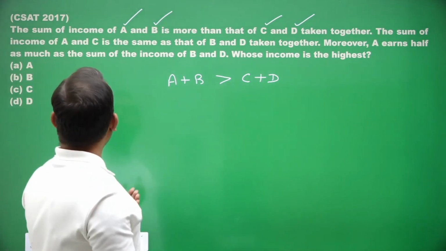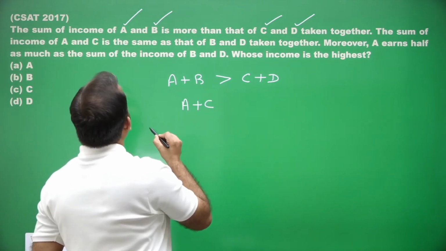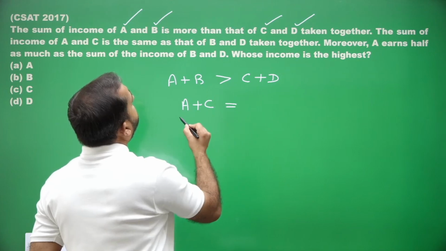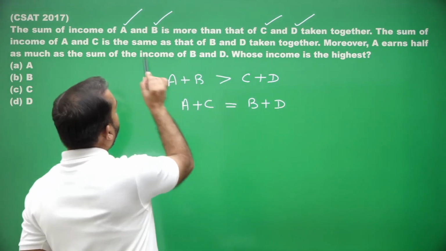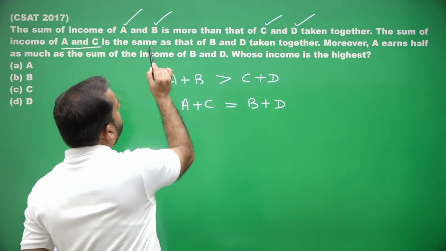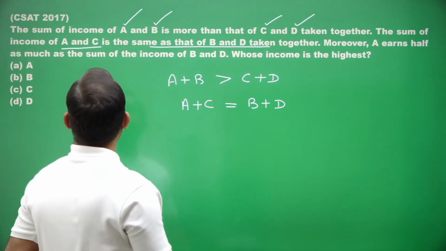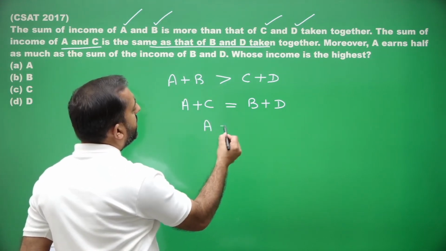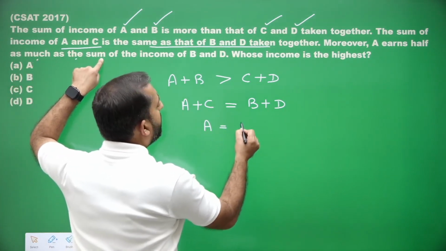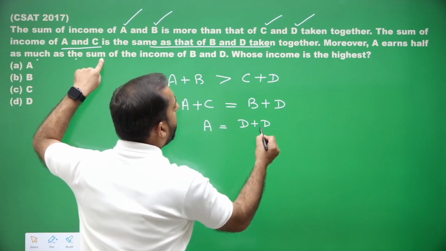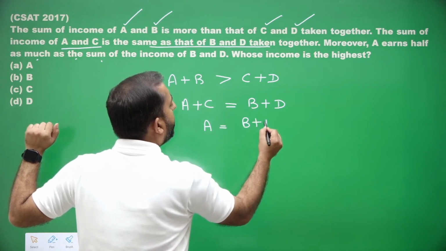Next, the sum of income of A and C is the same as that of B and D taken together. Moreover, A earns half as much as the sum of income of B and D.